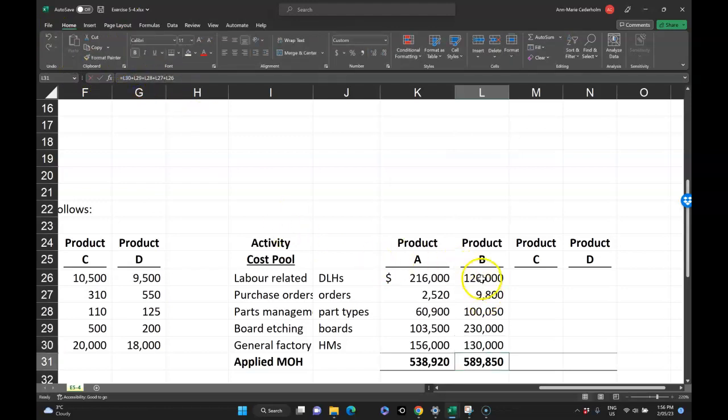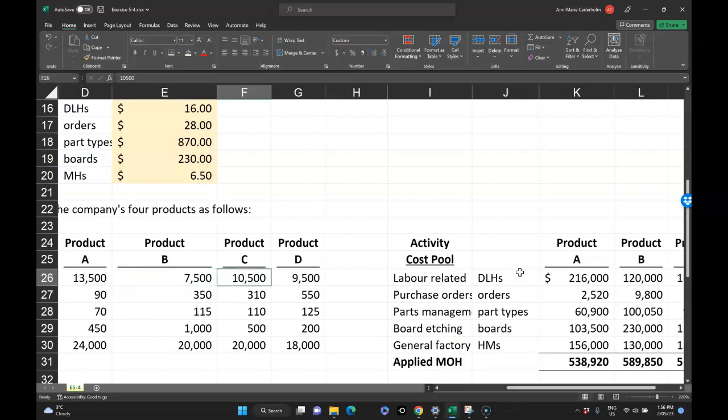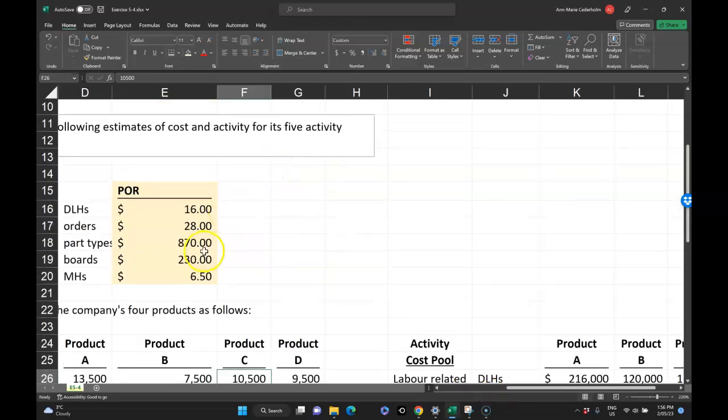So now what I can do is just highlight all of the boxes and drag my formula over, and then it'll take the same pattern. So for example, with product C, it's going to take the 10,500, and it's going to multiply it by the 16.